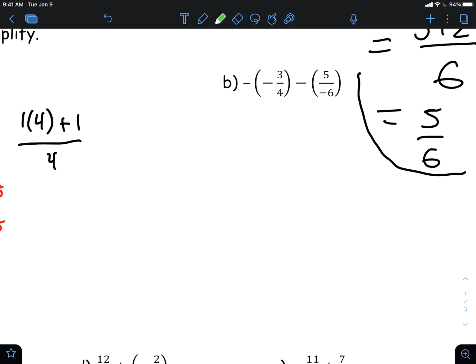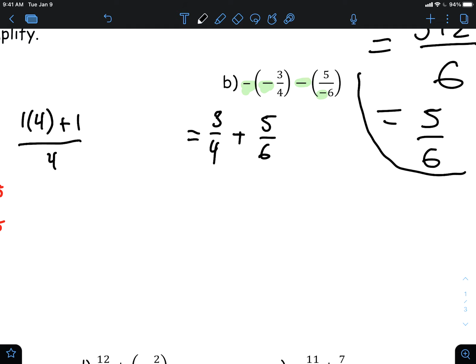So here we've got 2 negatives. That's going to make it positive. 2 sticks make a plus. And then over here, we've also got 2 negatives, so it's going to be positive. So that makes it a lot simpler. It's just going to be 3 over 4 plus 5 over 6.